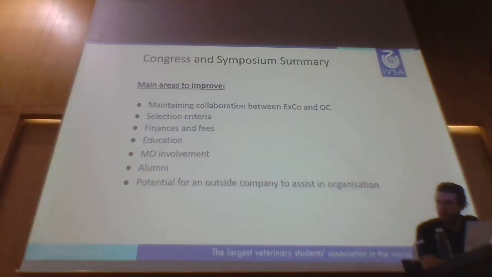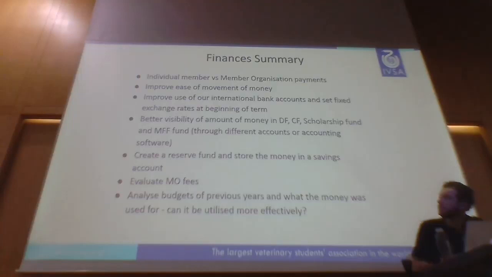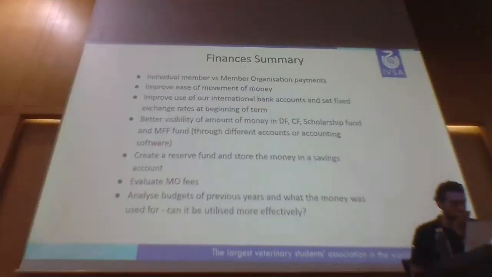We also have the finances focus area, and for that area, we are now first of all looking at the current payments for all the MOs. We are comparing it to the systems that other veterinary world associations have, and we are trying to modify it possibly and discussing if there is a better way of doing it. We would like to improve the ease of movement of money in the association, and also improve the usage of our international bank accounts, for example, the American bank account that we have, and set fixed exchange rates at the beginning of the term of the executive committee.